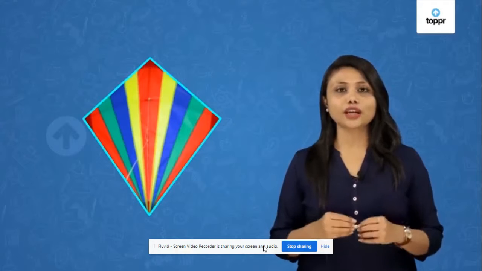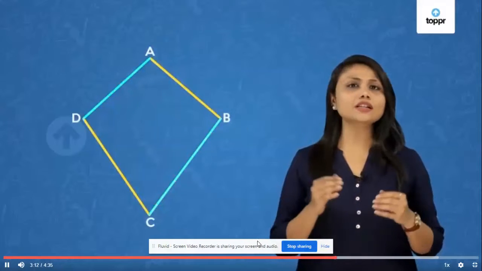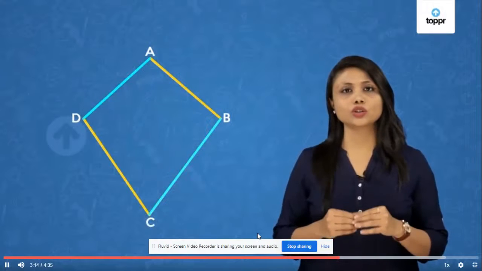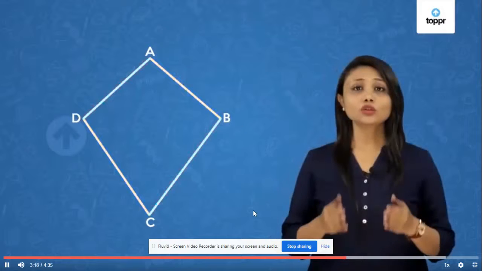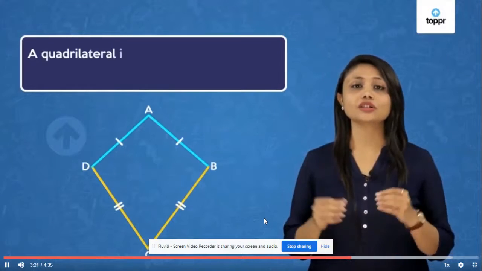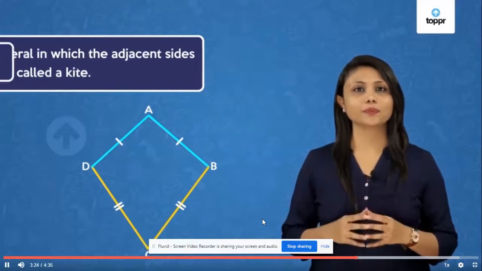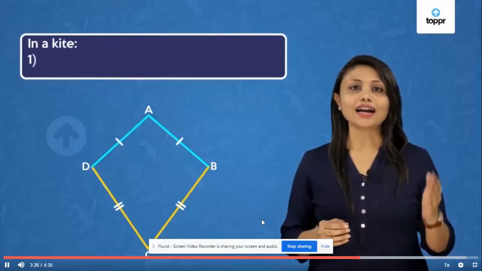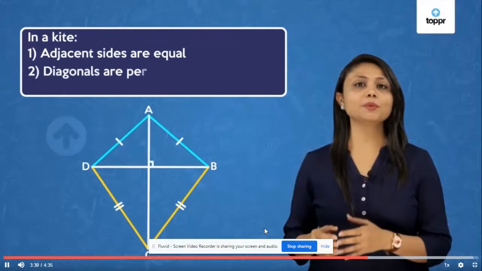Now, who loves kite flying? Yes, you've guessed it right. Our next picture is that of a kite. The outline of the shape looks like this. The opposite sides are not parallel in this figure. So, the figure is not a parallelogram. You will observe that the adjacent sides are equal. A quadrilateral in which the adjacent sides are equal is called a kite. In a kite, adjacent sides are equal and diagonals are perpendicular to each other.